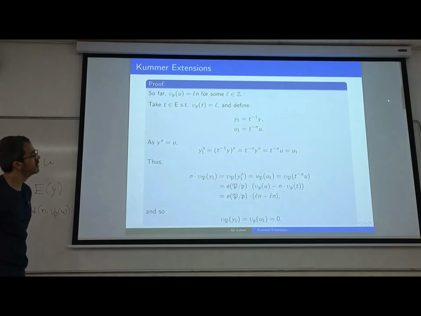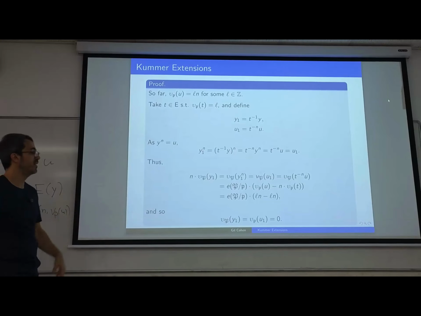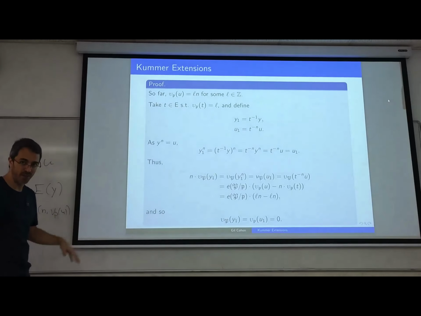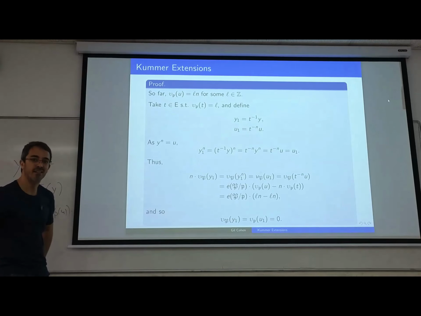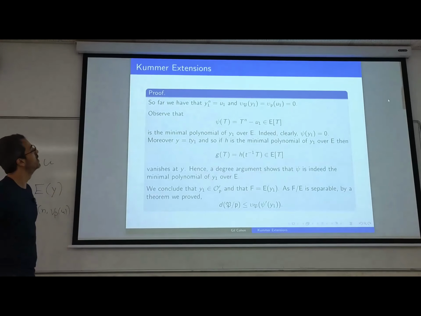Why did you normalize? What would happen if you wouldn't normalize? It will come now. I just normalized. I wanted y1 to be a unit over O capital P, but still I wanted u1 too, and I wanted them to have the same minimal polynomial, the same relation between them, so that y1 to the n is u1. Exactly. And why? That comes now.